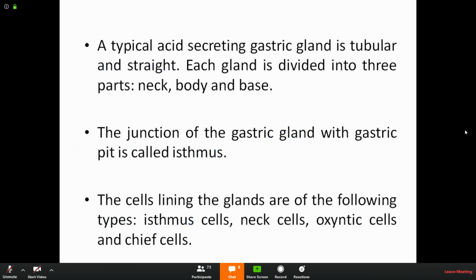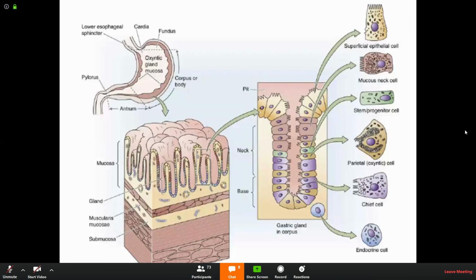So this you do not need, right? So this is the cells. This is the cardiac part. This is the pyloric part. The main glands are present here, like the gastric glands. Hydrochloric acid is mainly secreted from the oxyntic glands present mainly at the body. So there are different types of cells in the gastric gland.